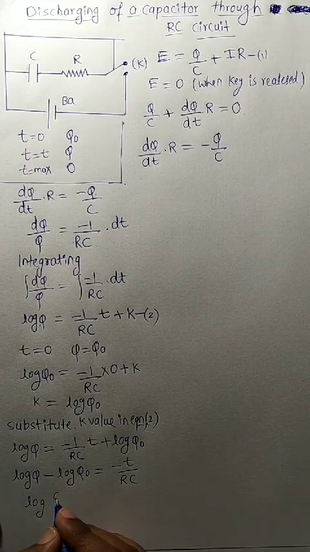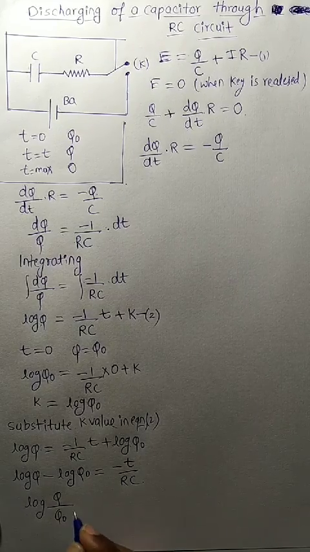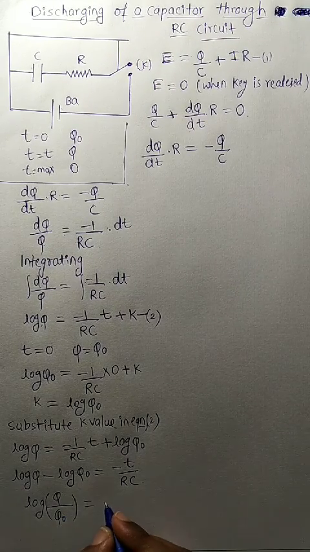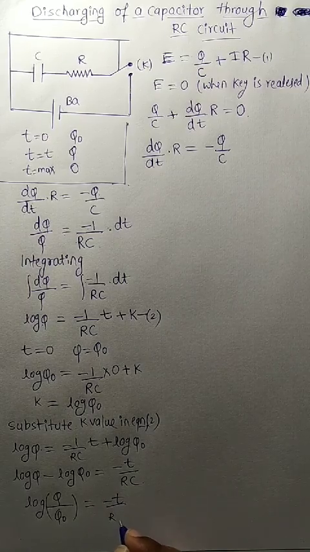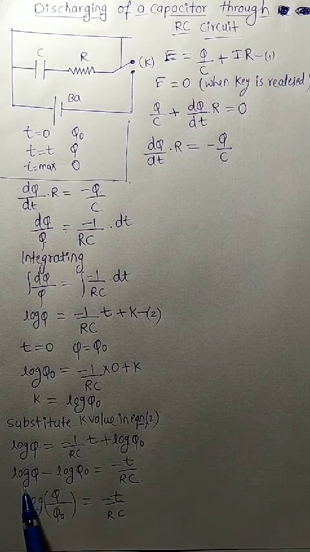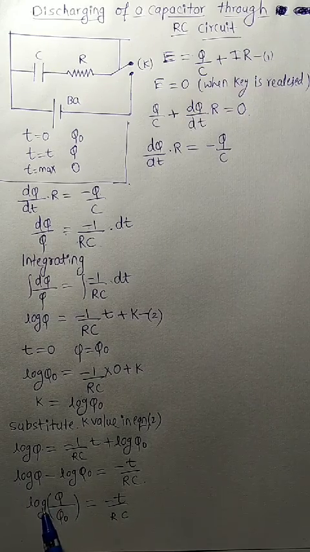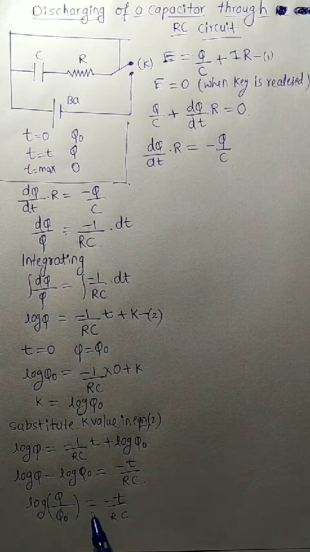So in the same way, what will we get? We will get log Q by Q naught, so log Q by Q naught is equal to minus T divided by RC. As it is in the form of log U divided by phi, how will we write it? Log of Q by Q naught is equal to minus T divided by RC.